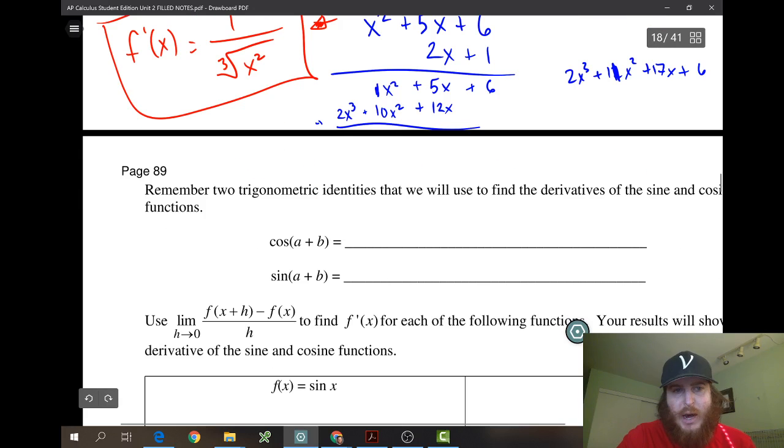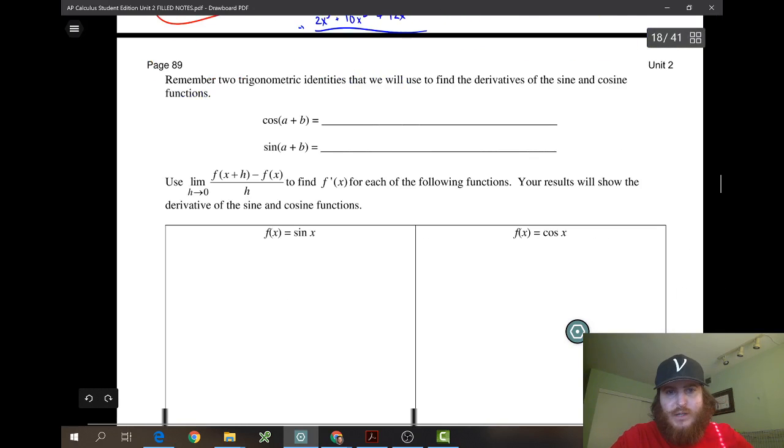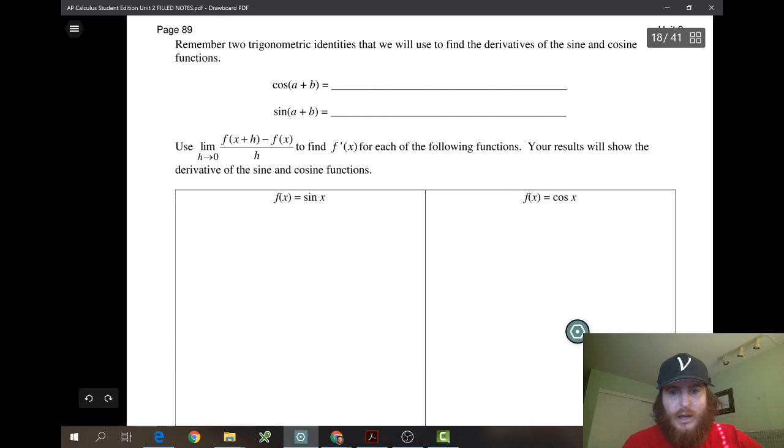So that's our basic power rule. I'm going to split this up, so we're going to stop here and we're going to learn about sine and cosine in a second video.